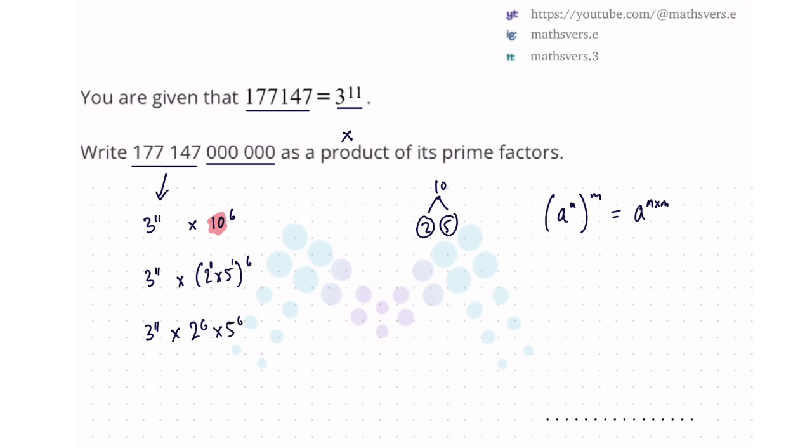And now this is actually in the form of a product of prime factors. I like to write the numbers down in order. So 2 to the power of 6 times 3 to the power of 11 times 5 to the power of 6. And that is my answer.